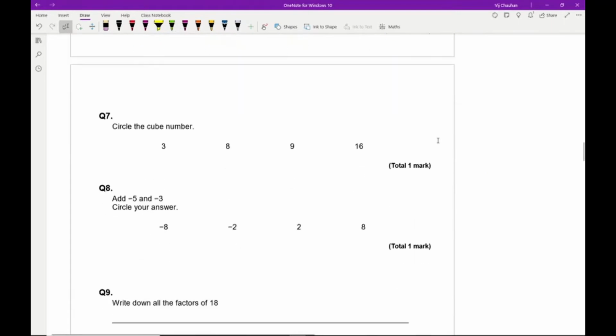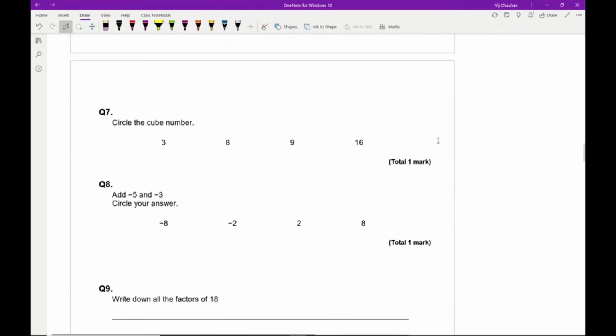Moving on to question 7, it says circle the cube number. Now in terms of cube numbers, you're looking at 1 cubed, 2 cubed, 3 cubed, 4 cubed, 5 cubed, 6 cubed, and 10 cubed. These are all ones that you kind of need to learn like spellings.